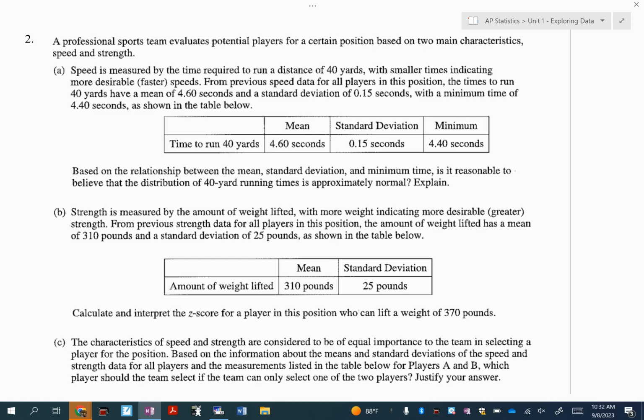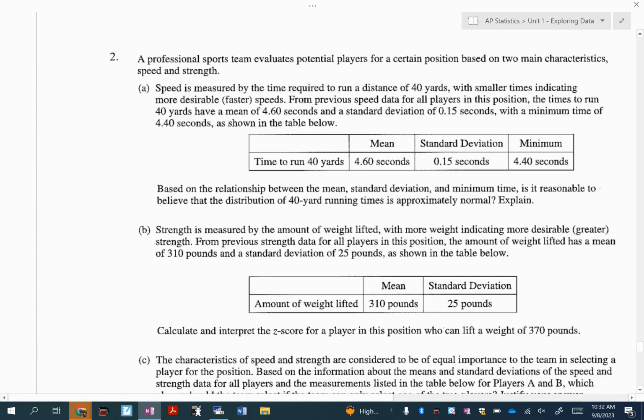In the first one, it says that they're running a 40-yard dash, and they're giving us the mean, so the average, the standard deviation, and the minimum. Based on all three of these statistics, is it reasonable to believe that the distribution of all of the running times is approximately normal?